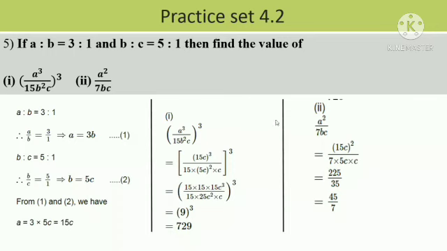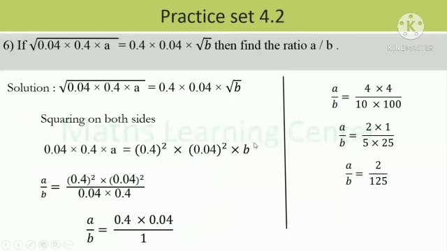Now only two questions are remaining, question number 6 and question number 7. That is also very easy. Concentrate here again. Question number 6: if under root of 0.04 into 0.4 into a equals 0.4 into 0.04 into root b, then find the ratio of a upon b.